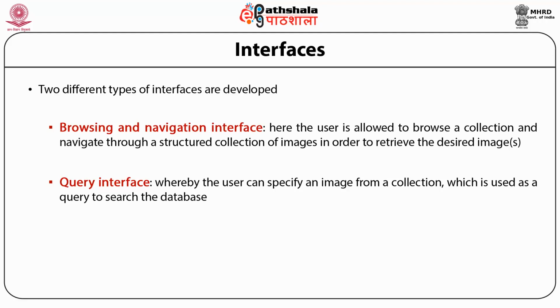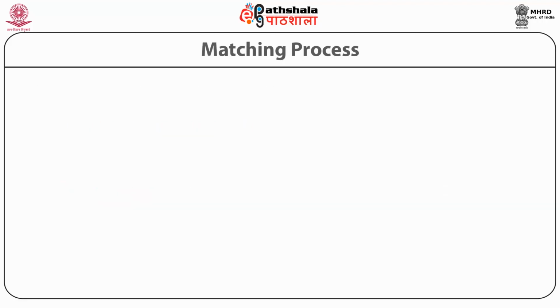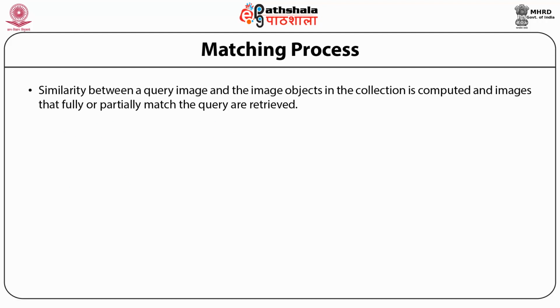So in this, the user selects an image from the collection, and then that particular selected image is used as a query. The matching process involves matching the similarity between a query image and the image objects in the collection. The similarity is measured, computed, and images that fully or partially match the query are retrieved.